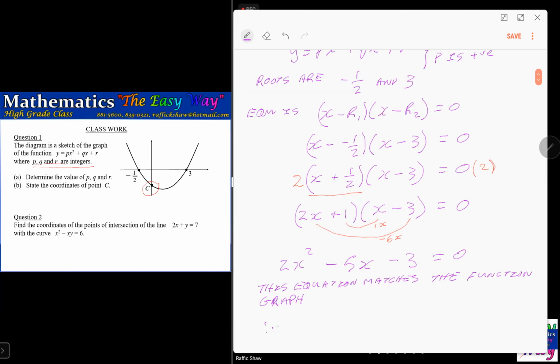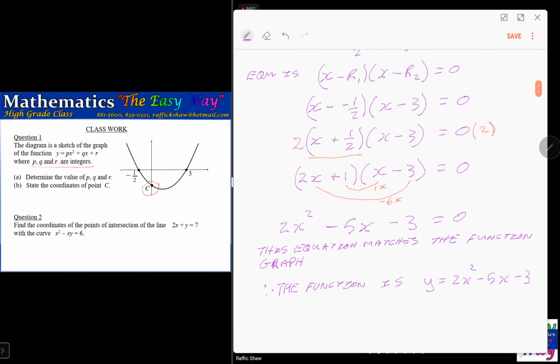So we can say, therefore, the function becomes y equals 2x squared minus 5x minus 3. I don't put the 0 because you're not writing about the equation. The question said we have to determine the value of P, Q, and R. That's what the question said. So now that we have it, we want to do a little comparison. Compare, so we can write the correct value for P, Q, and R. So we compare this to what they gave us: y equals Px squared plus Qx plus R.